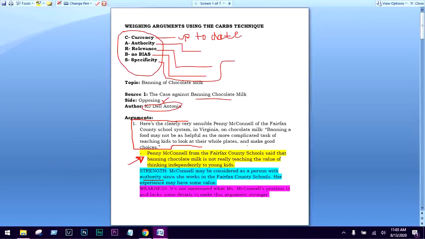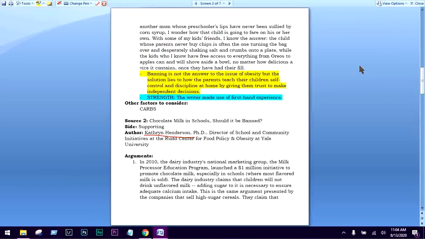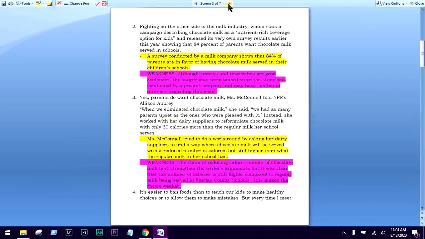Another thing is that if they could have indicated how long Penny McConnell has been working for Fairfax County Schools, this argument could be good because we can use her experience, and it makes a better authority and it makes it a good evidence or a good argument, right? So there you go. Another argument that KJ Dell'Antonia was using is that okay, let me just use this.